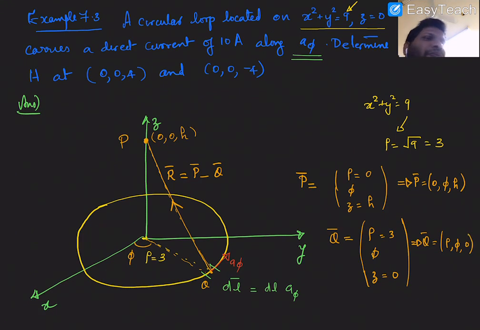Okay, z equal to 0. Now we will see how to find the magnetic field intensity at this particular point. So we will take the general equation dH is equal to I dl bar cross the vector r.